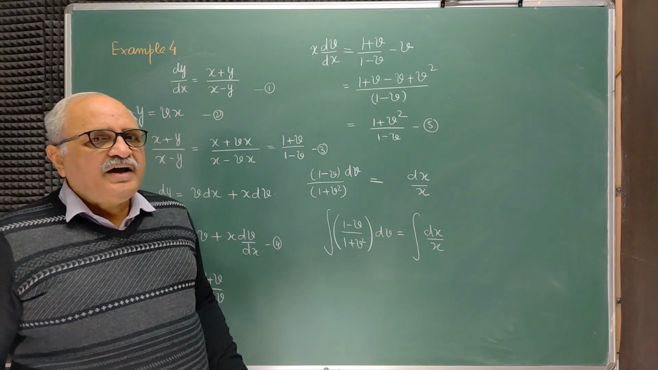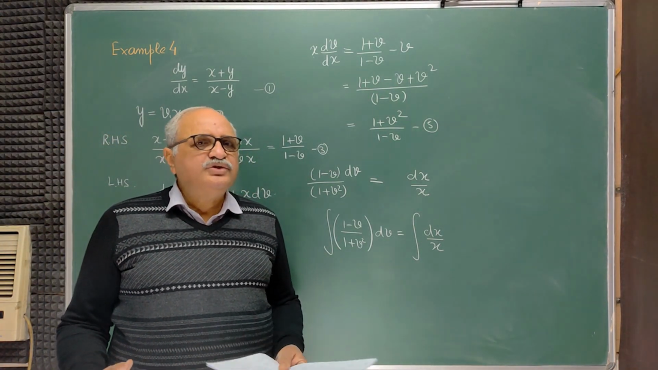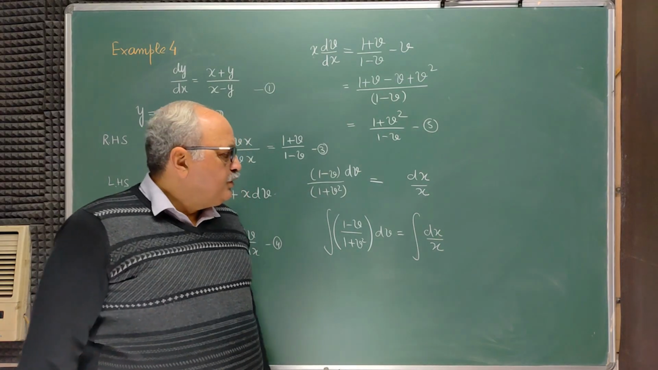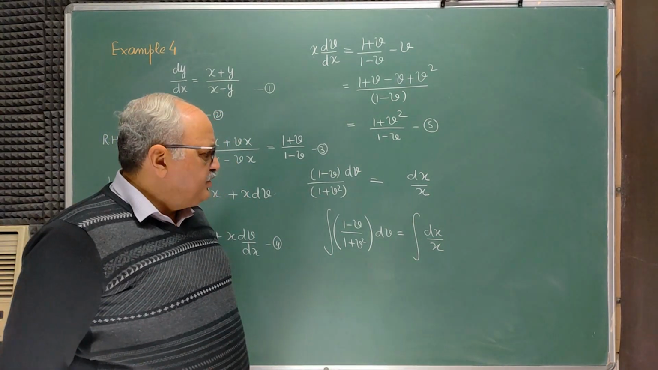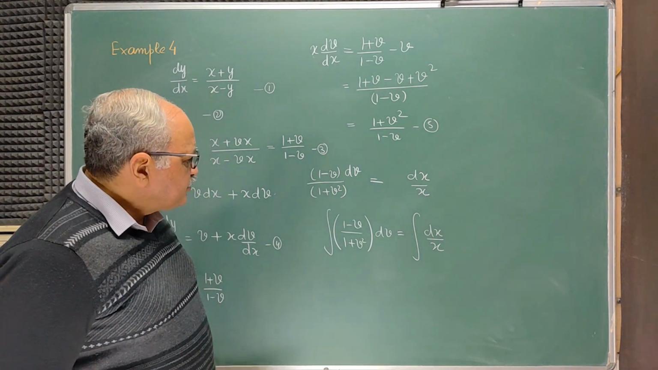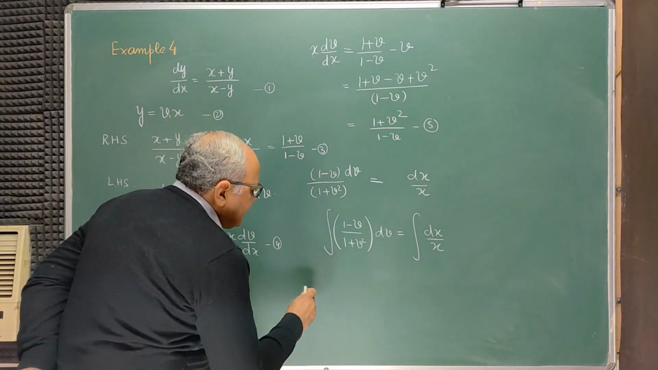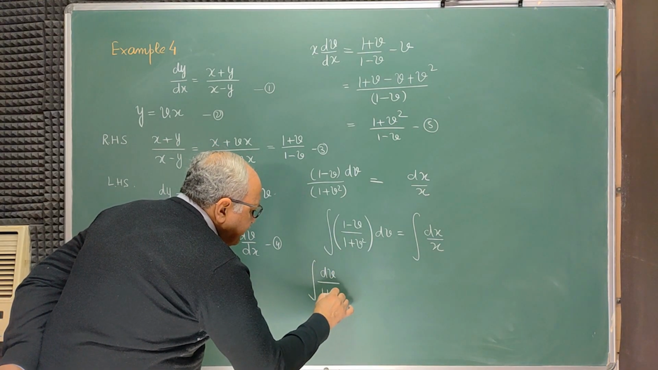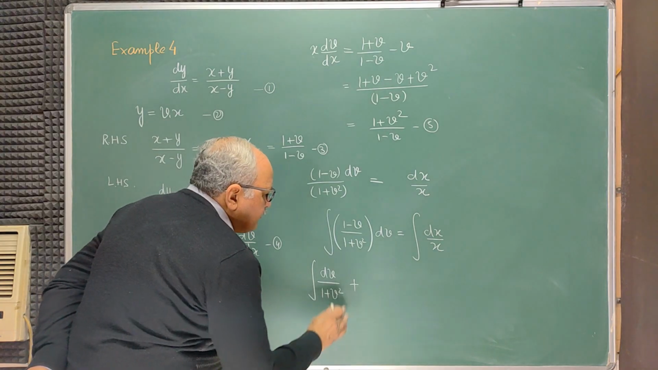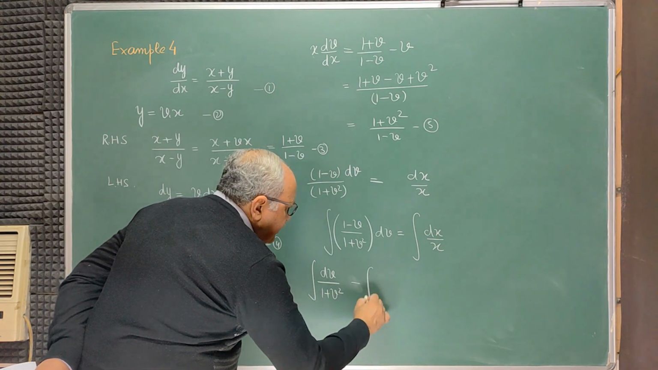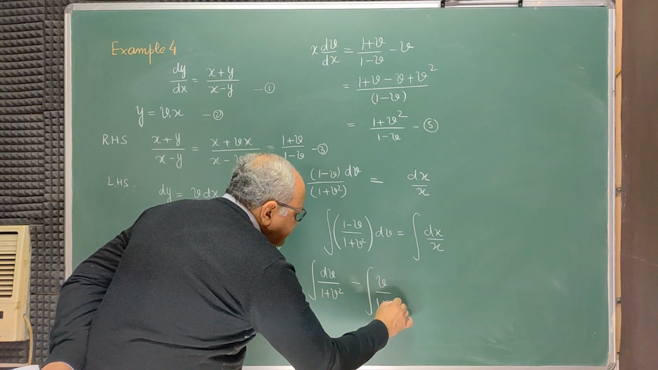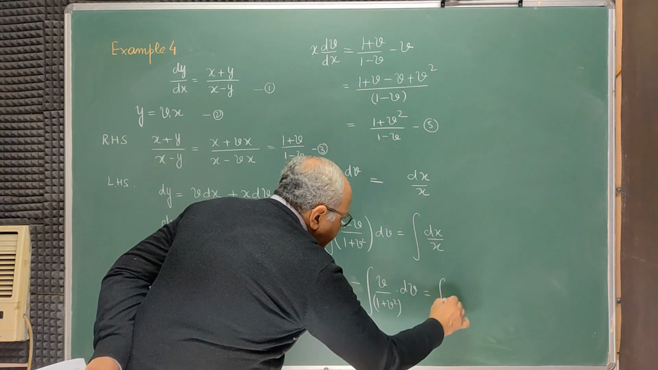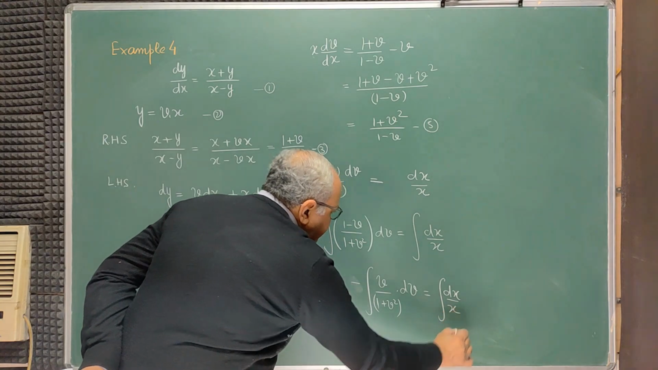Now in this case the initial conditions are not given, so it's not possible for us to put limits on this integration. So we'll use the constant of integration to cover things. Let's first of all go for the integration. Let's separate it out. This becomes integral of dv divided by 1 plus v square minus integral of v over 1 plus v square dv, and that equals integral of dx by x.